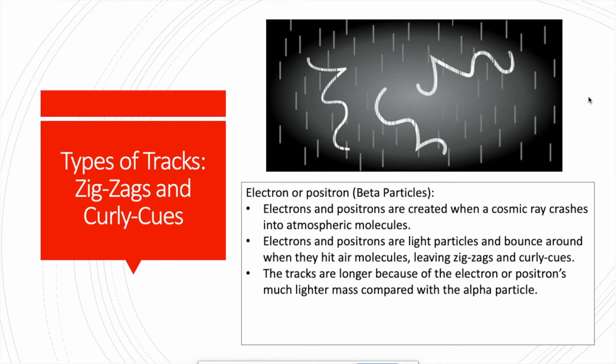The tracks are a lot longer than the alpha particle tracks because the electron or positron is much lighter compared with an alpha particle. You remember, hopefully, that an electron is something like 2,000 times lighter than a proton or neutron. And so 2,000 or 4,000 times, in any case, a lot lighter.